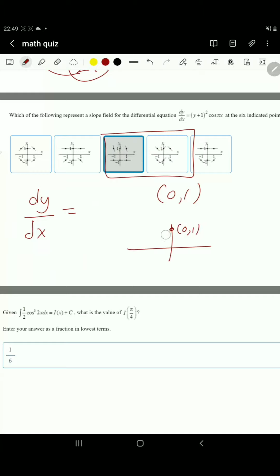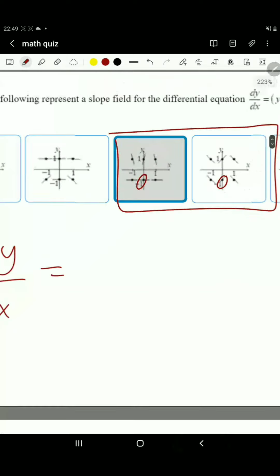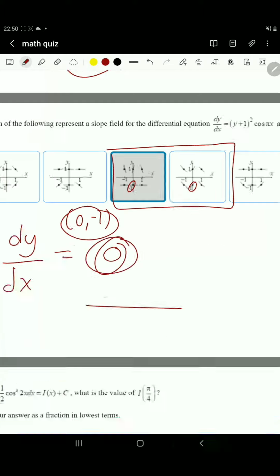So what do we do now? Well, we check another point. What point are we going to check? (0, -1). When x is 0, y is -1. Again, we're going to substitute values. So we have this, right? So x is 0, y is -1. -1 plus 1 is 0. 0 squared is 0. 0 multiplied by anything is 0. So the derivative at (0, -1) is 0. So it's a horizontal line at -1.